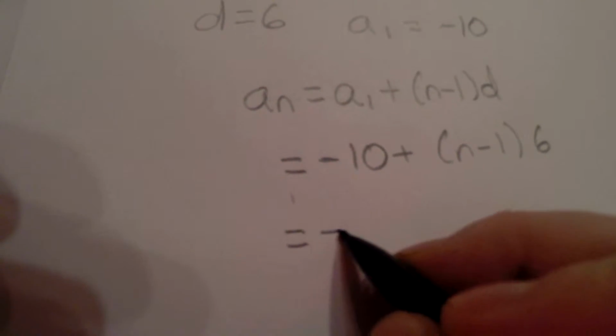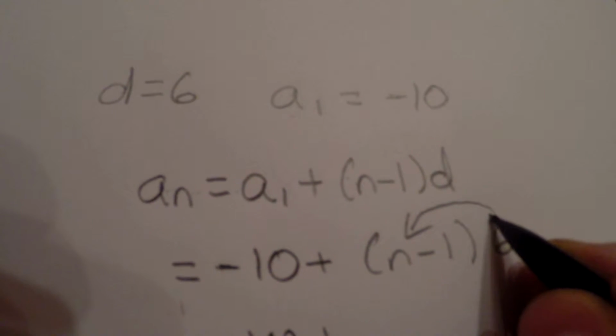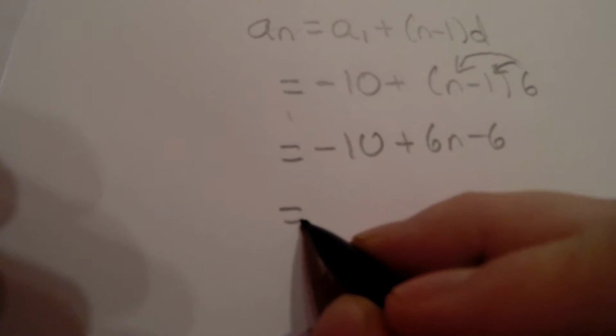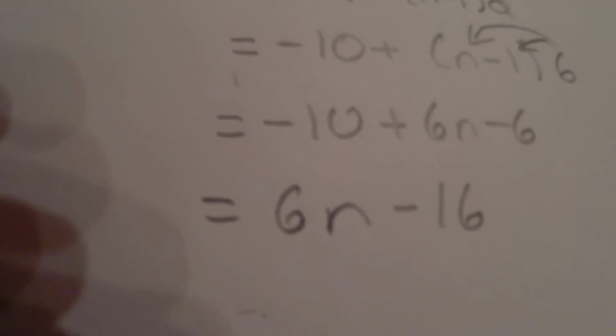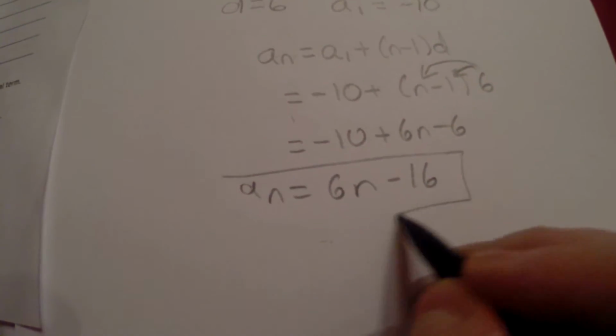So this gives me negative 10 plus, I'm going to distribute 6 into both of these, 6n minus 6. So 6n minus 16 is my equation. Okay, so AN equals 6n minus 16. And that's going to be your answer.